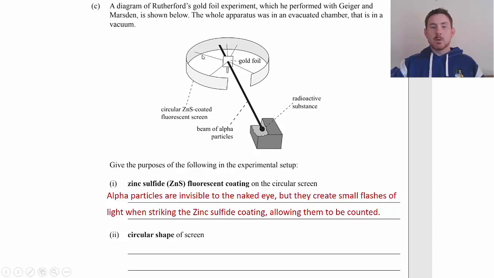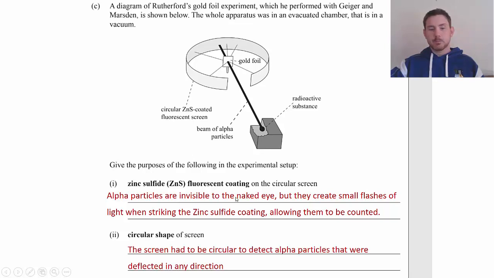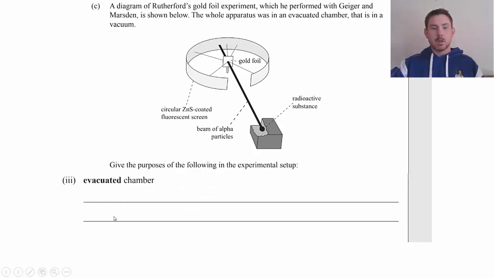Why was the shape of the screen circular? Well, it needed to be circular so that the alpha particles could be detected when they came off in any direction. The grade for question C involves 3 parts, and we'll look at the third part now.